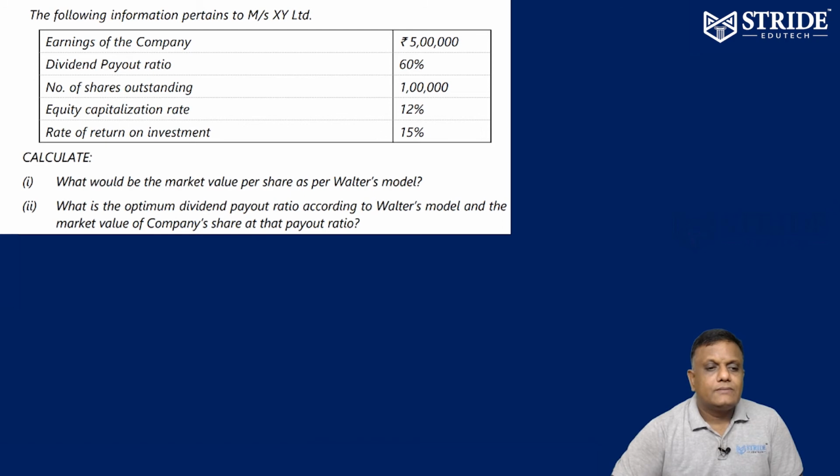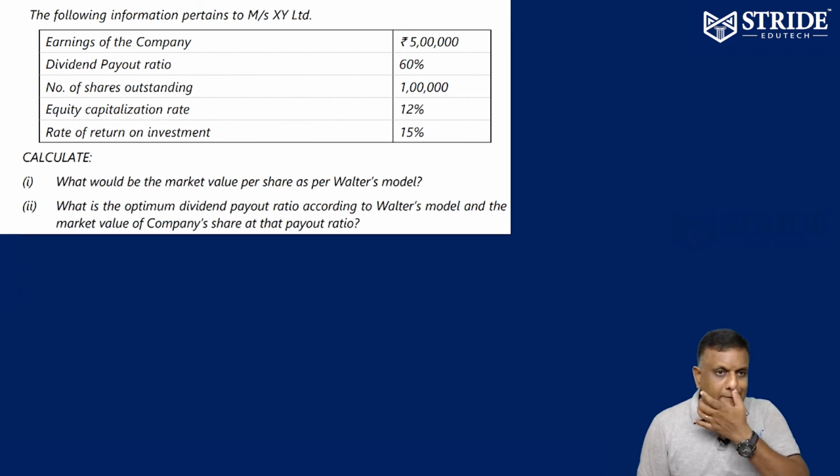Let's start with that. The following information pertains to XY Limited. Earnings of the company 5 lakhs. Dividend payout ratio 60%. Number of shares outstanding 1 lakh shares. Equity capitalization rate 12%. Rate of return on investment 15%. Question number 1. Calculate market value per share as per Walter's model. Number 2. What is the optimum dividend payout ratio according to Walter's model, and the market value of the company's shares at that payout ratio? Right. There are two questions they are asking you.